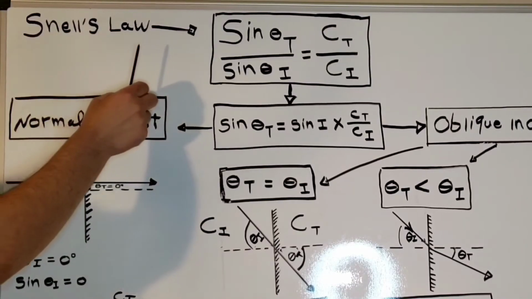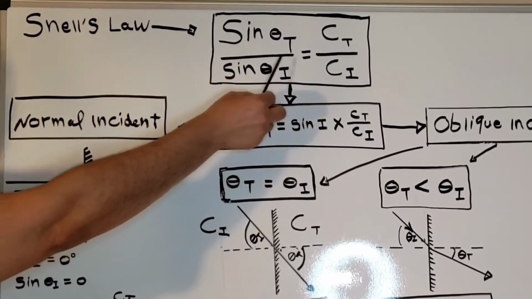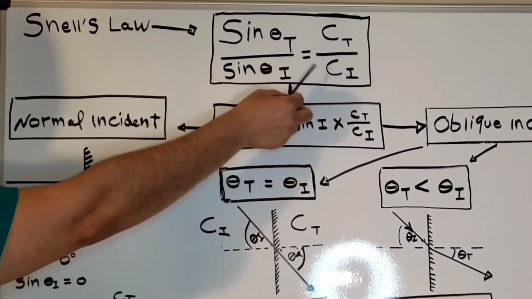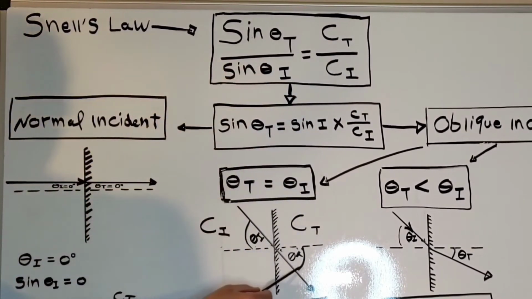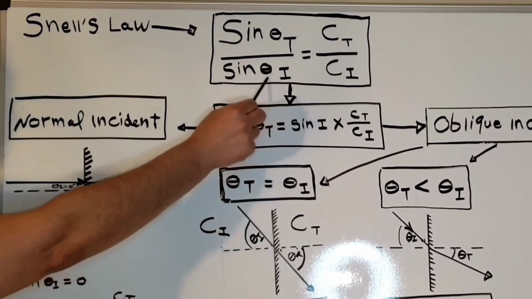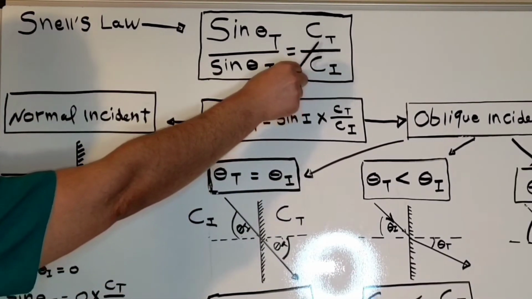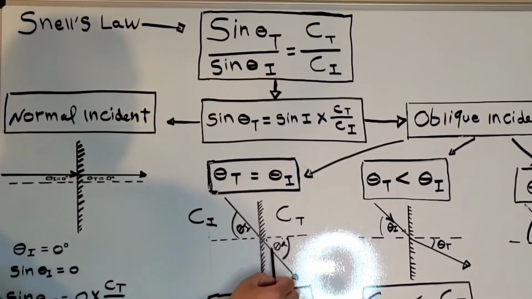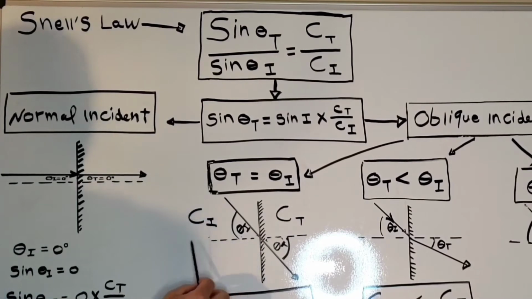Snell's law states that sine theta t divided by sine theta i equals ct divided by ci. Theta t is the angle of transmission, and theta i is the angle of incident. Ct is the propagation speed in the medium of the transmission, and ci is the propagation speed in the medium of the incident.